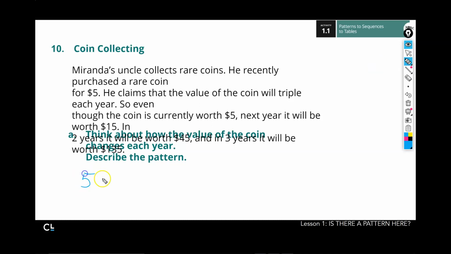So we're going to start out with 5. 3 times 5 gives us 15. 3 times 15 is going to give us 45, and so forth. We're going to continue with the pattern.